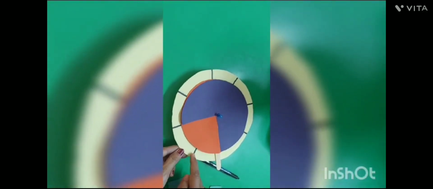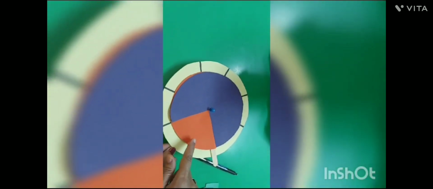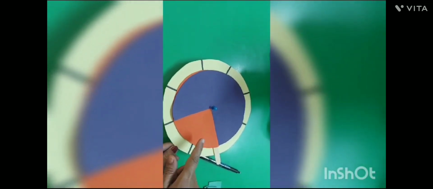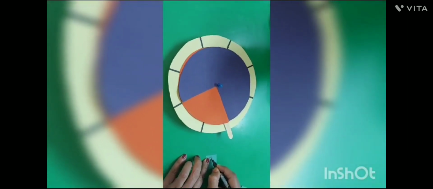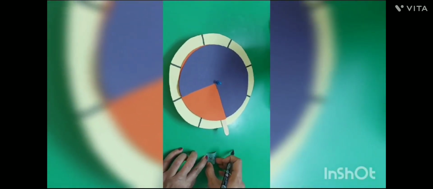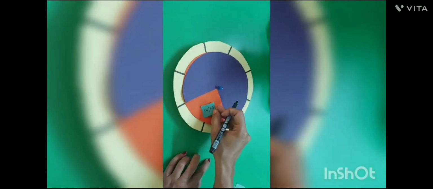Okay. When I am moving this one, 2 parts are colored. That means out of 8, 2 parts are in orange color. So we can write here 2 upon 8. Upon means by, that is, 2 is the numerator and 8 is the denominator.